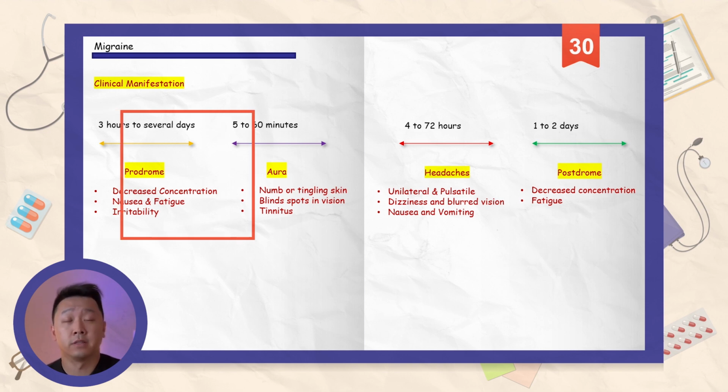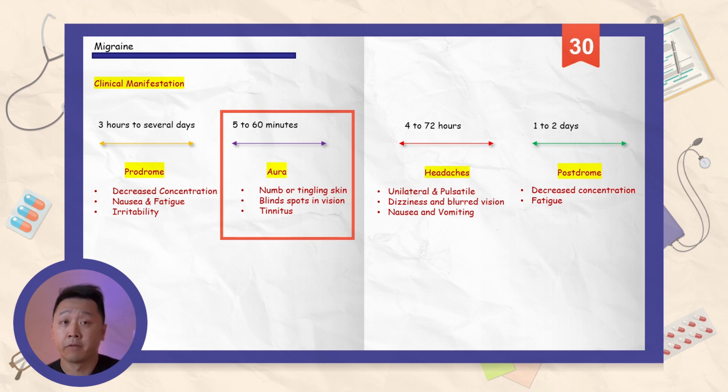The next phase is known as the aura phase. However, not all patients will experience the aura phase. Personally, for me, when I did have migraine, I never experienced aura. So the aura phase may last anywhere from 5 minutes to 60 minutes.